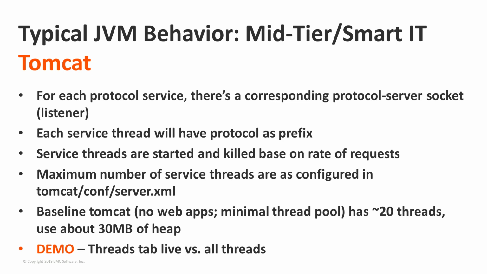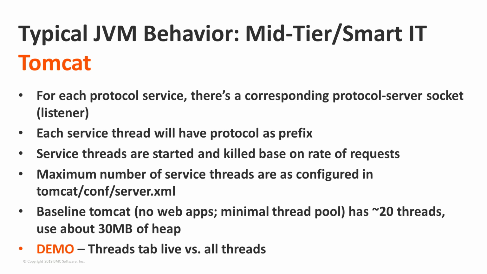So can you tell me what it is so that I will know what the baseline is, so that when I deploy a web application on top of that, I will know how many extra threads there are? Well, there it is. For baseline Tomcat with no web app, minimal thread pool, it has about 20 threads running, and it uses about 30 meg of your heap.